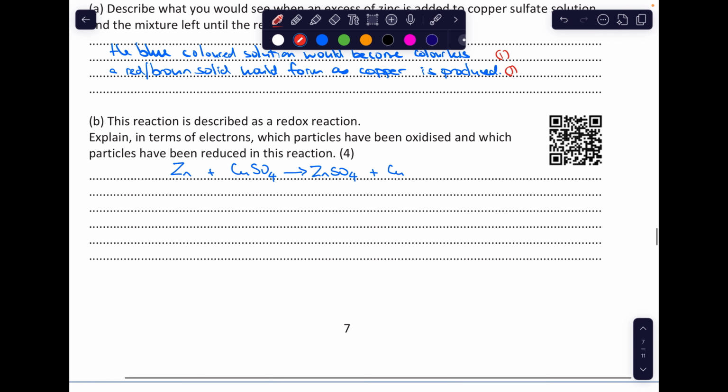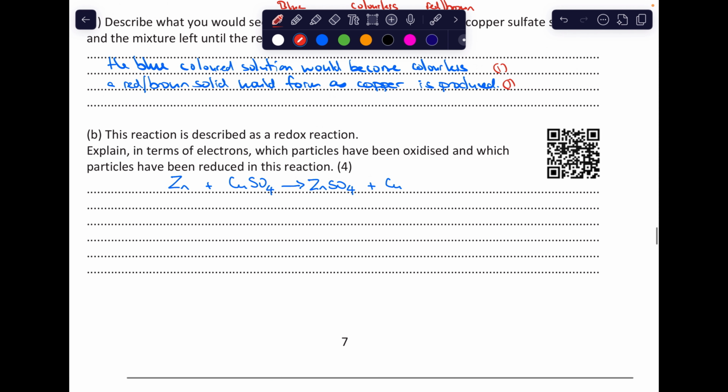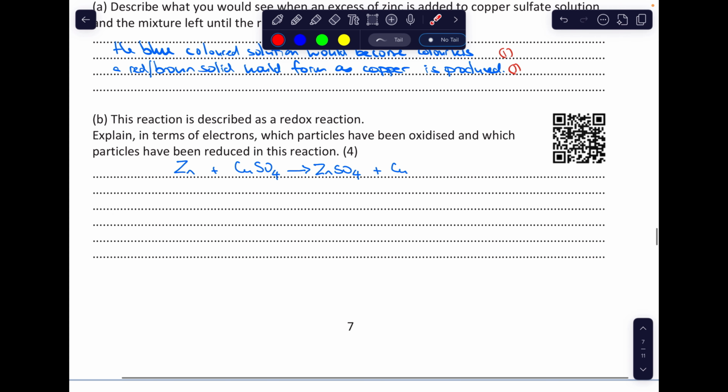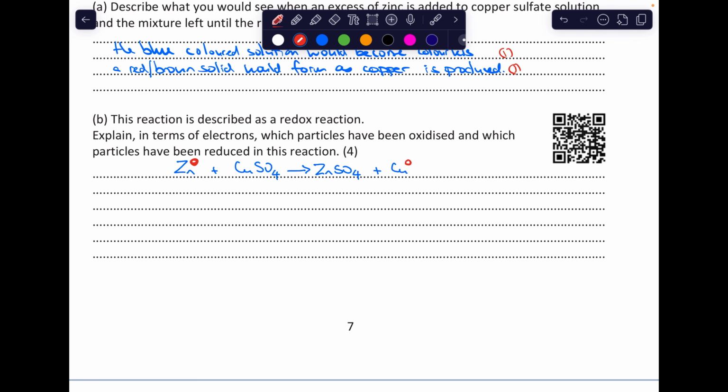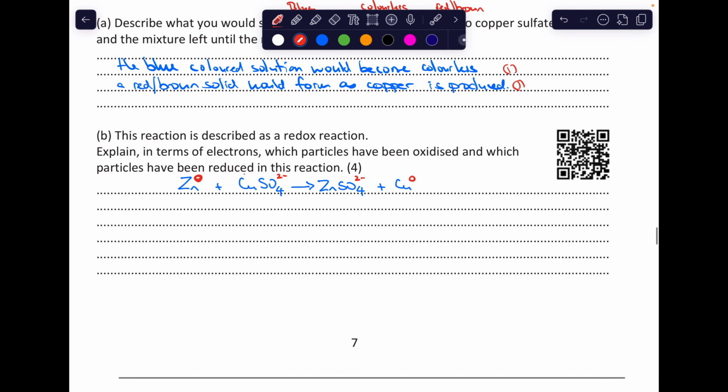Okay, this reaction is described as a redox reaction. Explain in terms of electrons which particles have been oxidized and which have been reduced. This is a tough question. The key to this is, and I've written the equation down here to help us to do this, so I've just copied it from here just so we've got a reference. So when you have metals like the zinc and copper on their own, they're not bonded to anything, they have 0 charge. Sulfates are 2- charged. They're a negative ion. And that means that copper is 2+ and zinc is 2+.